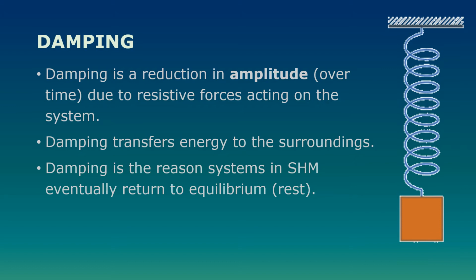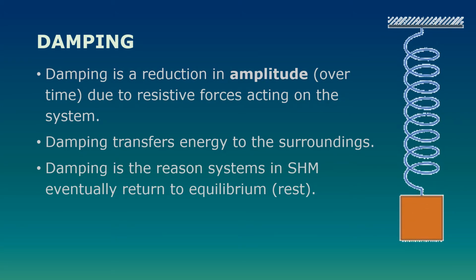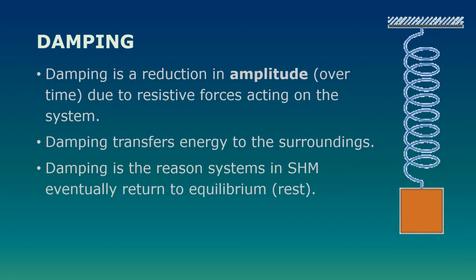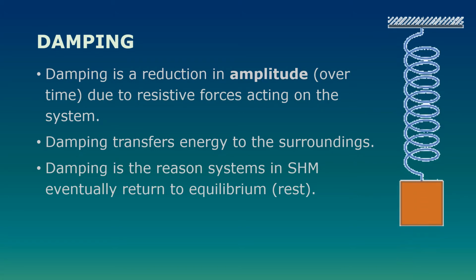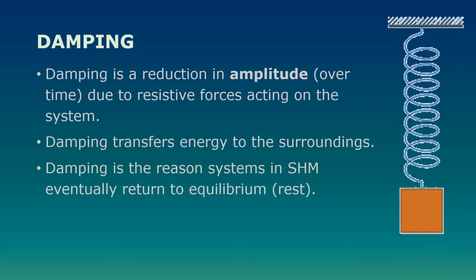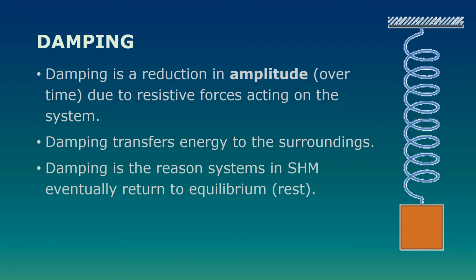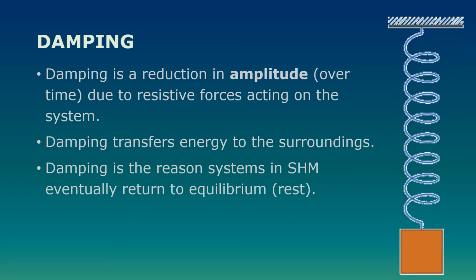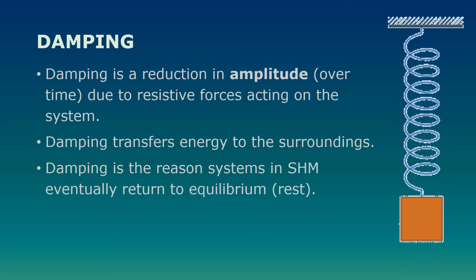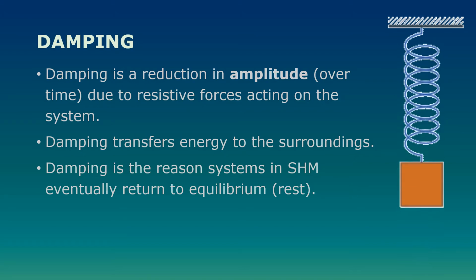Now we're going to introduce the concept of damping. We've not looked at damping throughout the course yet. We've sort of mentioned it in passing a couple of times, and you might have considered how you'd compensate for damping perhaps in your required practical plans. But damping is the reduction in the amplitude over time due to some resistive forces acting on the system. So we're not looking at perfect systems, we're looking at systems that are subject to friction, air resistance, and forces that will remove energy from the system.